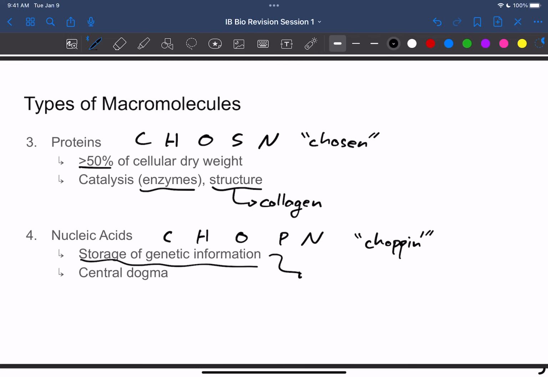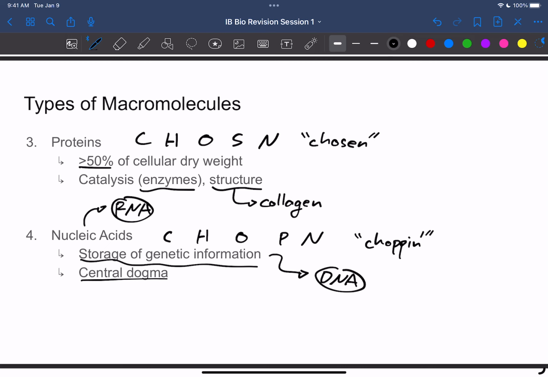So this is going to be through your DNA. And, well, okay, RNA is not really for storage, but we're going to include that here. DNA and RNA, those are the main nucleic acids, is what I was going to say.